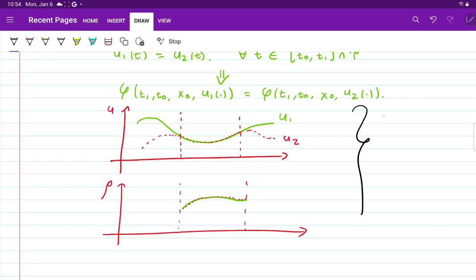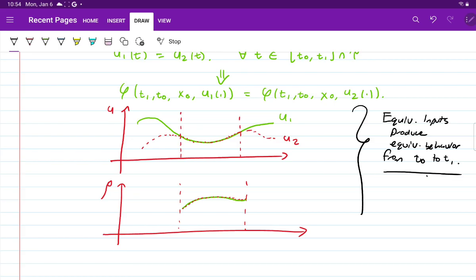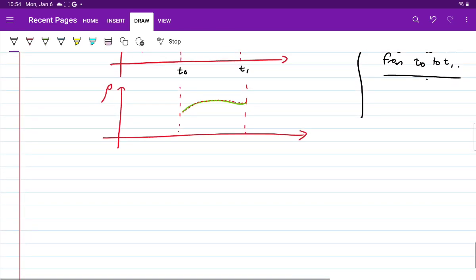So what we have is that equivalent inputs produce equivalent behavior from time t0 to t1. All right? So it doesn't matter if my input signal values differ after this period from t0 to t1. It doesn't matter if they differ before. If these two systems start at the same point, and we apply these two input signals, which are equal to each other on t0 and t1, we should see the same exact behavior. Okay? So this is what the restriction axiom says.